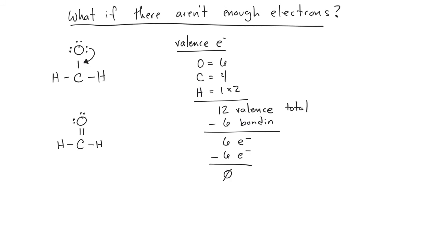You can see now that each of the atoms has an octet. Hydrogen doesn't have an octet, but it doesn't need one. Oxygen has 8 electrons around it. Carbon has 8 electrons around it. This Lewis structure is now finished.